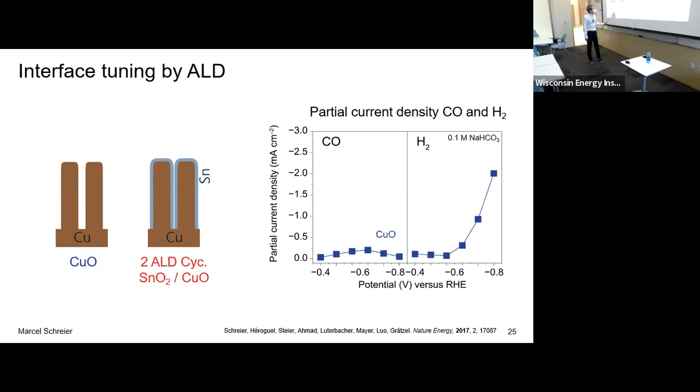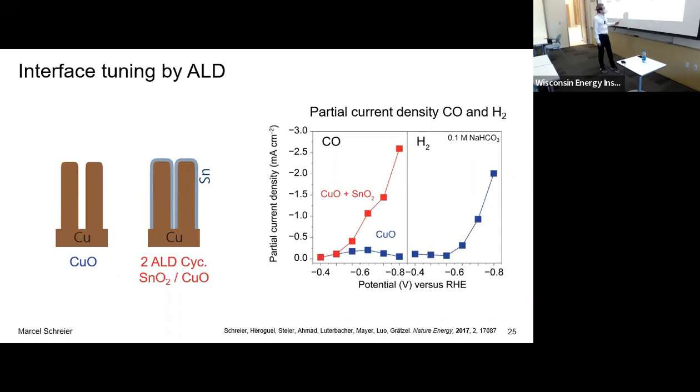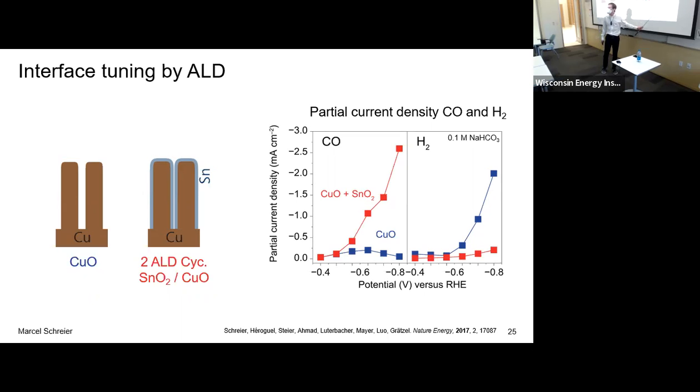If we introduce only 2 monolayers of tin at the surface of this material, the selectivity changes drastically. We can see a strong onset in carbon monoxide production at already relatively low driving forces, while, and this is really striking, the production of hydrogen is strongly suppressed. So by only slightly modifying the surface of our catalyst, we're able to completely change the outcome of the reaction, going from a material that makes hydrogen to a material that makes CO with high selectivity.